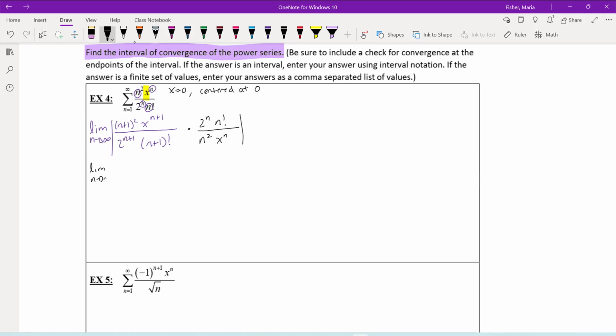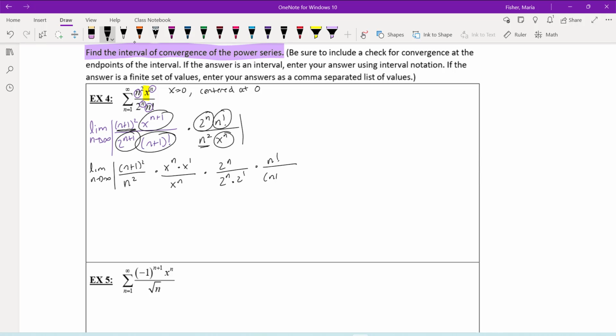If we expand, well, n plus 1 squared, I'm going to stick that with n squared over here. X to the n plus 1, I'm going to write it as x to the n times x to the first, and I'm going to stick it over with x to the n. 2 to the n, I'm going to place that over 2 to the n plus 1, which is 2 to the n times 2 to the first. And finally, between n factorial and n plus 1 factorial, I know the bigger one is n plus 1 factorial. That's the one I'm going to expand. And that becomes n plus 1 times n factorial.